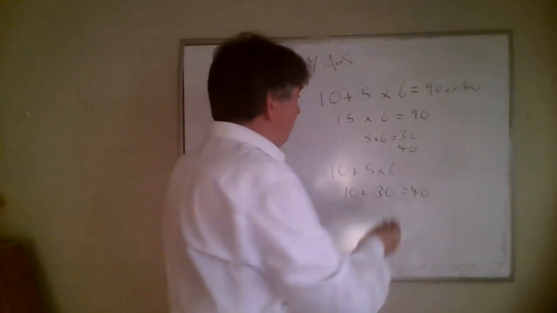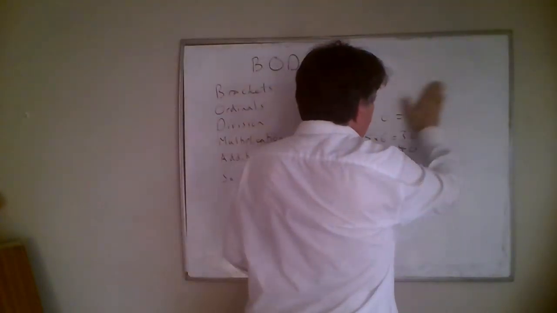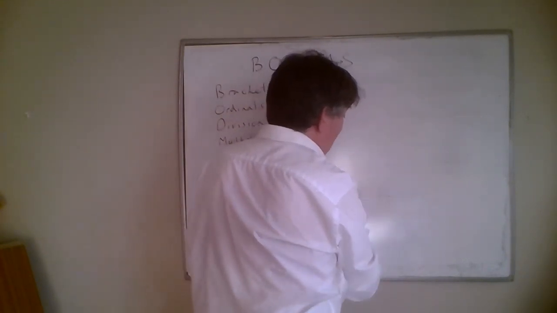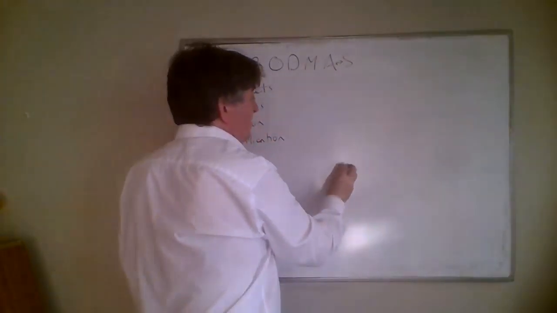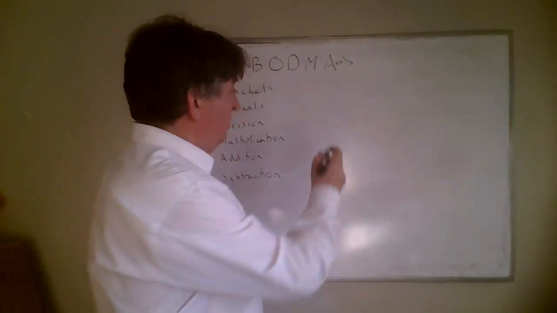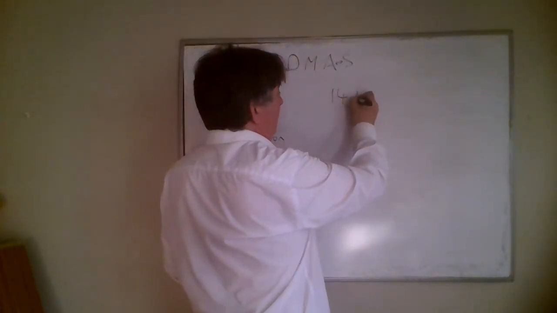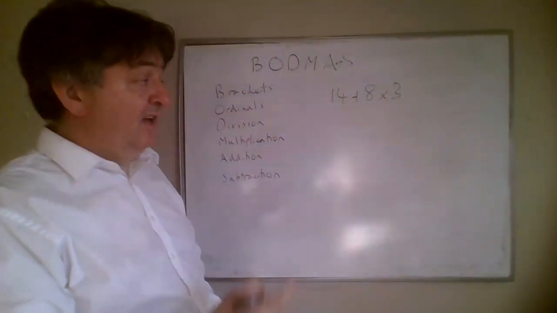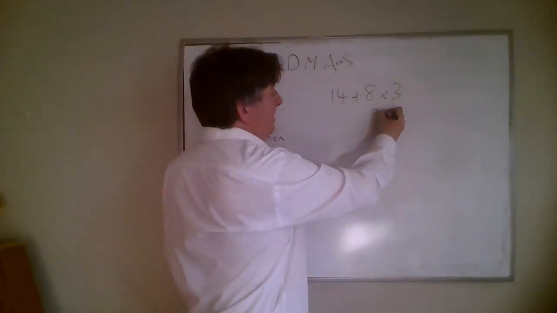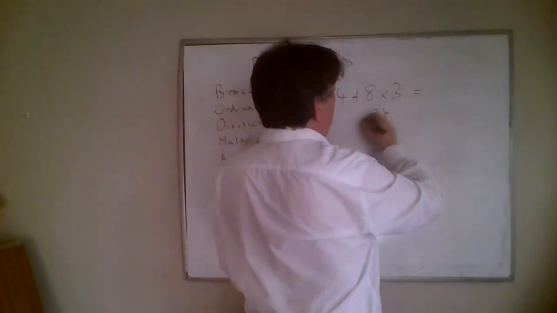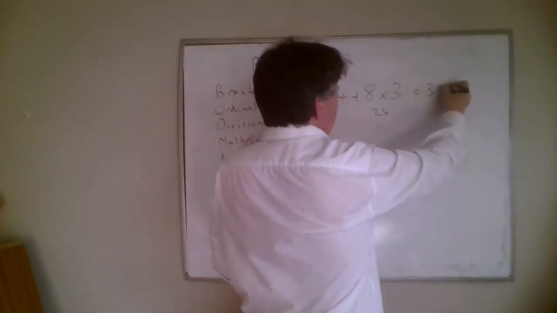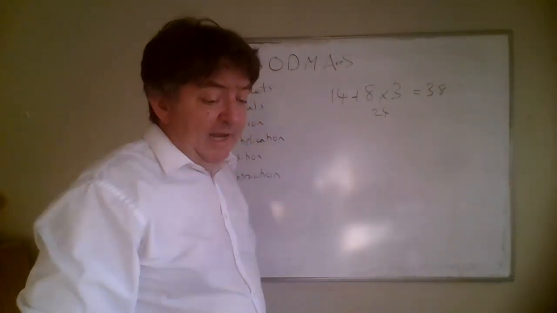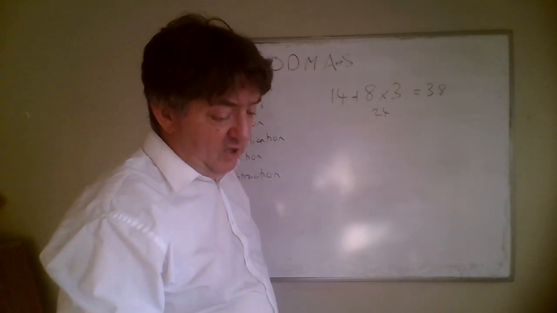Okay, so let's do another question. Let's do 14 plus 8 times 3. Okay, so in this case, 3 8s are 24, so 14 plus 24 equals 38. So, pretty straightforward.